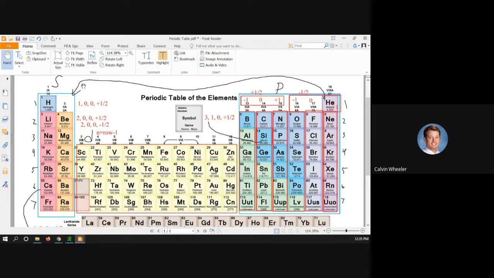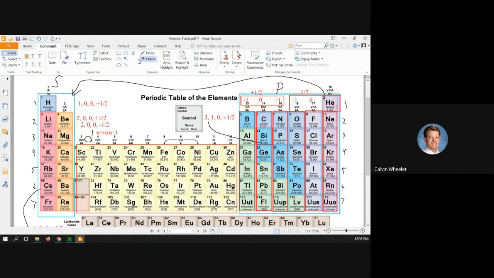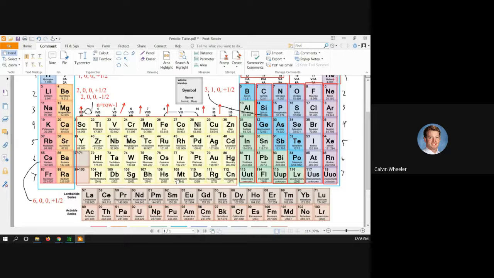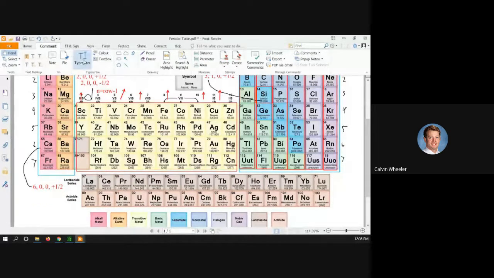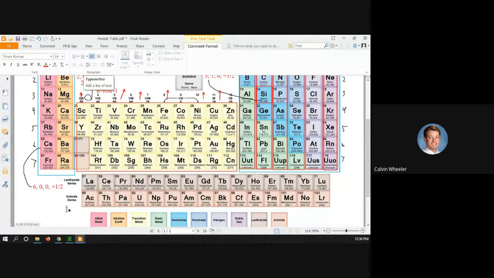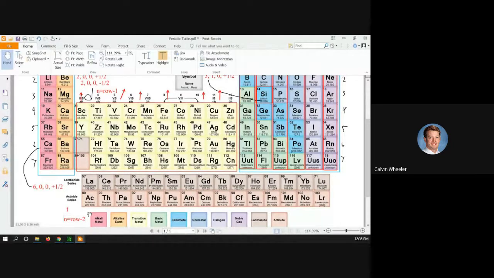So this whole block, you can kind of visualize it, the whole block being moved up a row to align it so that the energy level is correct. And then down here, in this bad boy, the F block, N is equal to the row minus 2. So this is the F block down here.